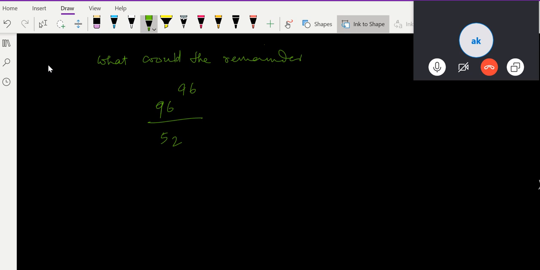We have to use a number greater than 96, I think. So 52 into 2 is 104. So 96 minus 104 is minus 8. Okay, so you're saying minus 8 to the power 96, and that you will divide by 52. Okay, fine. Next, what do you do?